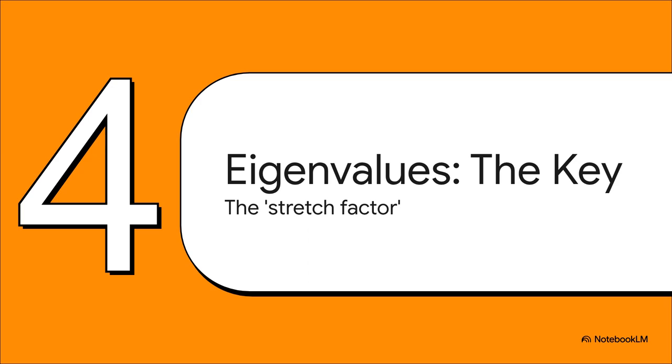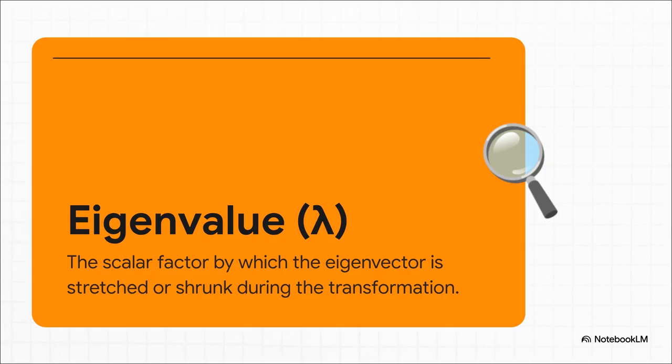Well, we found the special direction. That's the eigenvector. But to complete the puzzle, we also need to know the amount of stretch or shrink that happens in that special direction. And that amount, that's our final clue. That stretch factor also has a name. It's the eigenvalue. It's just a simple number, a scalar, that tells you exactly how much the eigenvector gets scaled up or down. So if the eigenvector is the what, the characteristic direction, then the eigenvalue is the how much. It puts a number on the strength of the transformation in that one specific direction.